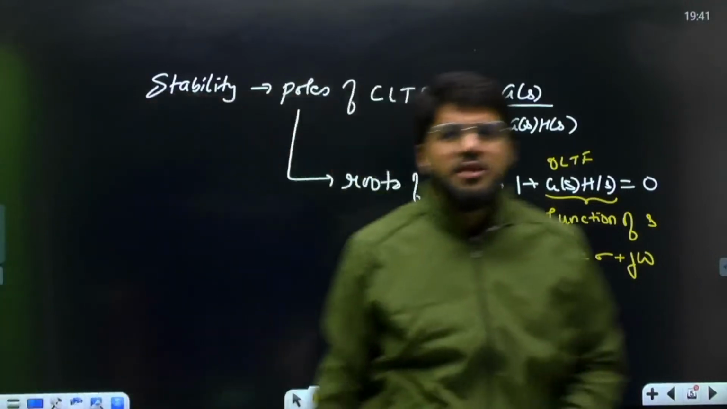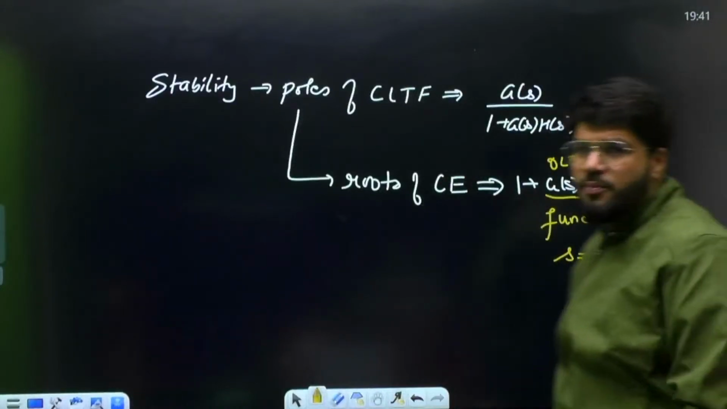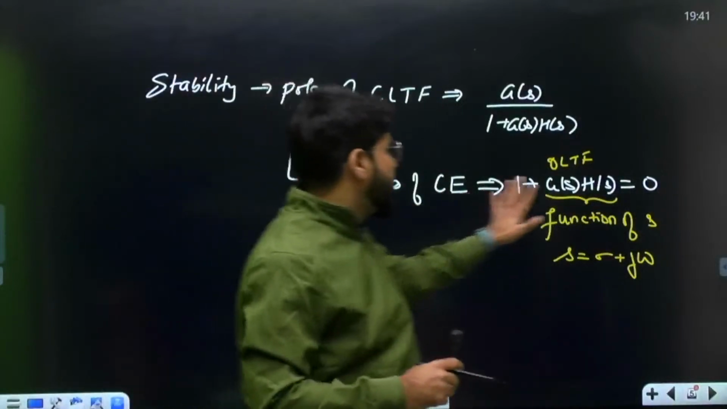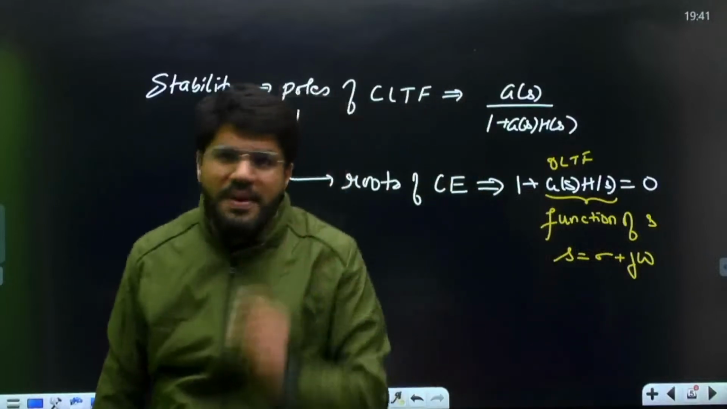It is some function of the complex variable s equal to sigma plus j omega. Okay, so to talk about stability, we need to talk about the characteristic equation 1 plus G(s)H(s), out of which G(s)H(s) is a function of s. S is a complex variable.